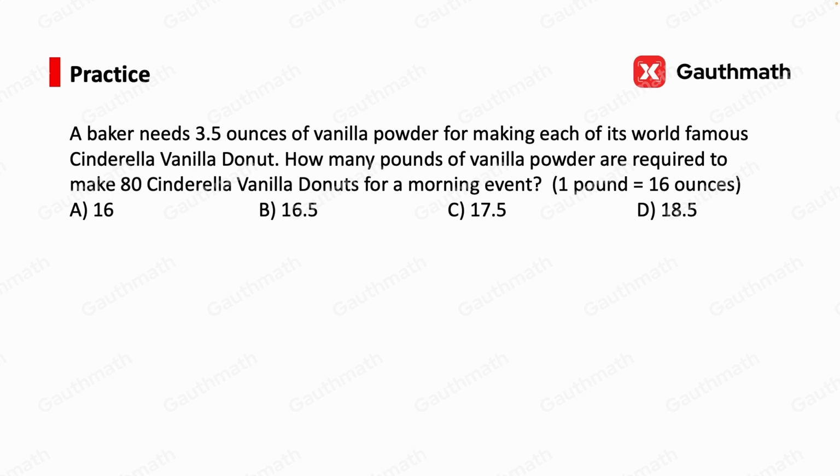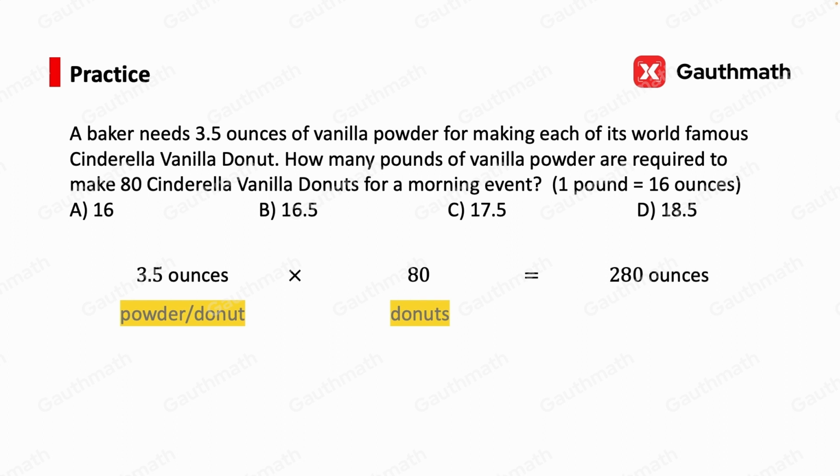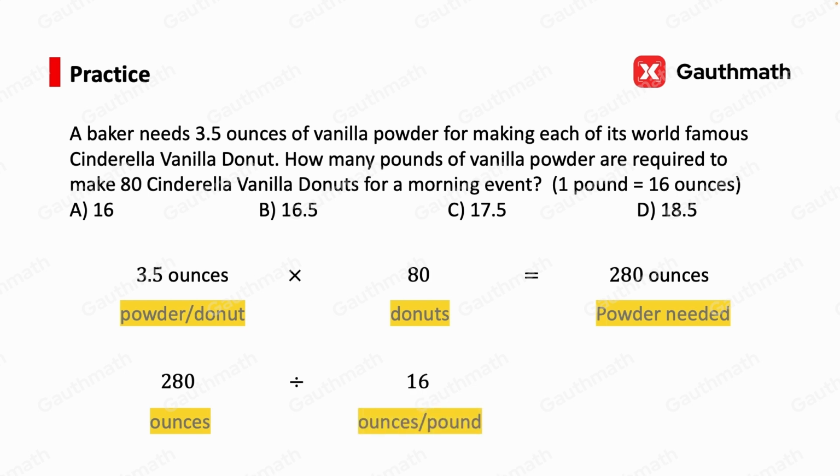Okay, so each donut requires 3.5 ounces of powder, and we need 80 donuts. So that's 280 ounces of powder in total, and divide by 16 ounces of each pound, and we get 17.5 pounds. Okay, so the correct answer is C.